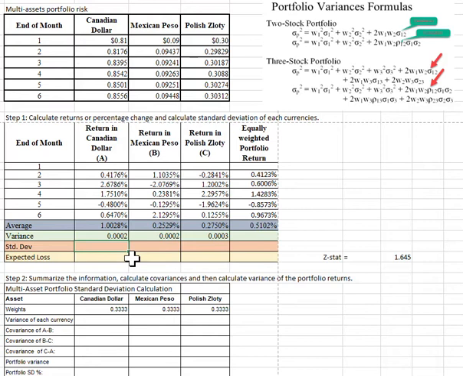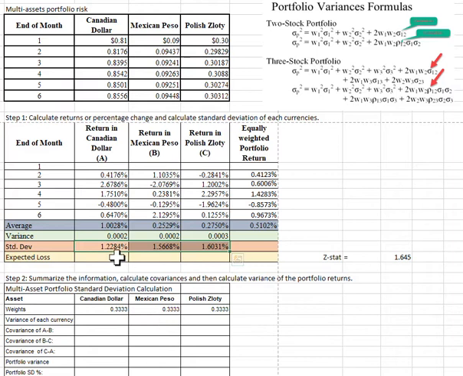If I want to find the standard deviation, I can do it 2 ways. I can just take the square root of variance. So I can do equals SQRT, take the square root of that number and close it, and so I got the standard deviation. I can drag that formula, so we have the standard deviation of each of these currencies here.